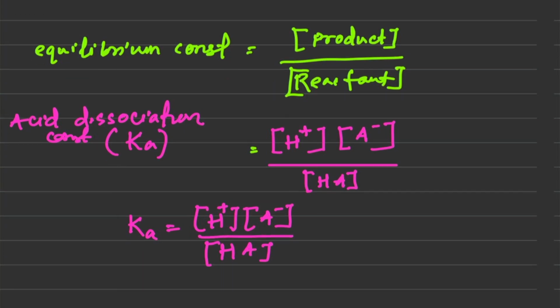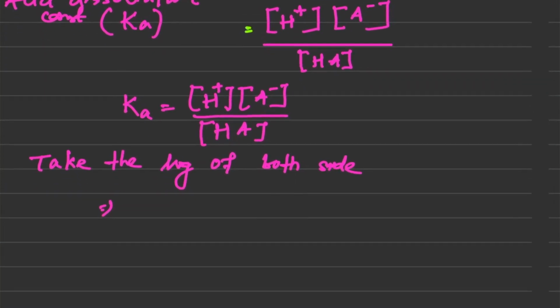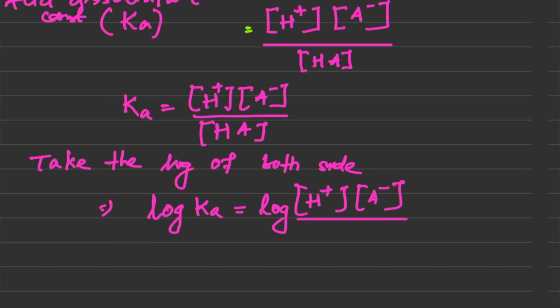All right. So what if we take a logarithm on both sides? Take the log of both sides. If we take the logarithm of both sides, what will we get? We'll get log of Ka equals log of H+ times A- divided by the HA concentration.